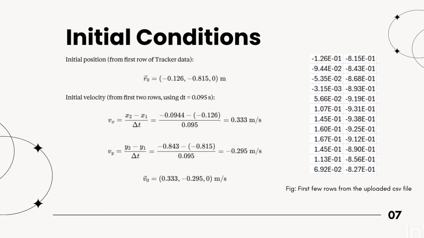Do note that the initial velocity is not zero. The mass was already in motion when tracking began. Using the correct initial velocity is critical for the model to match experiment from the very start. And at the right, you can see some of the rows from the CSV file which we used.